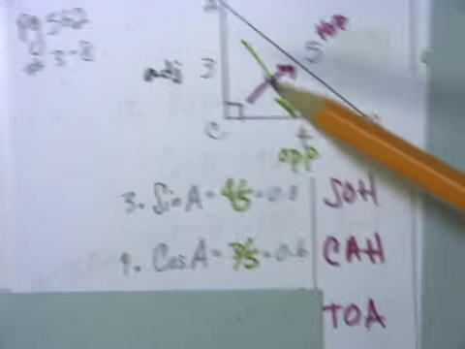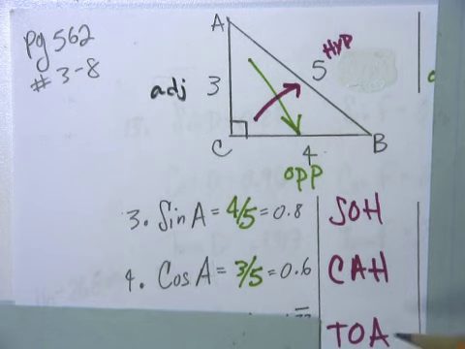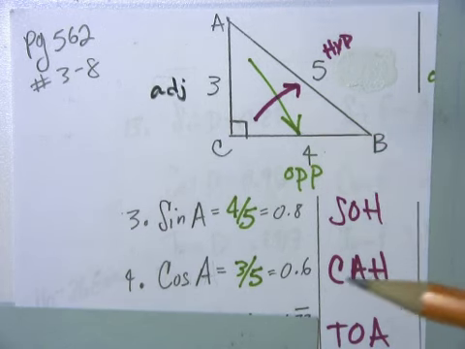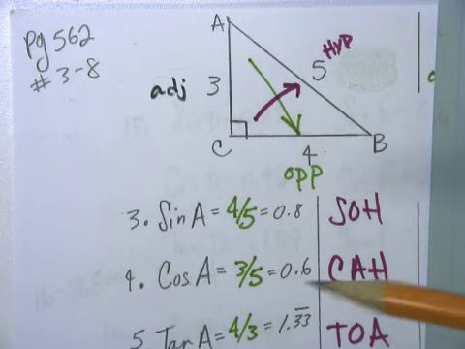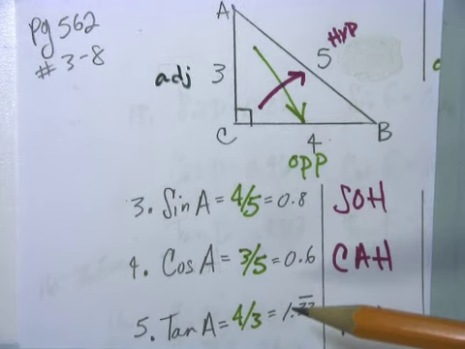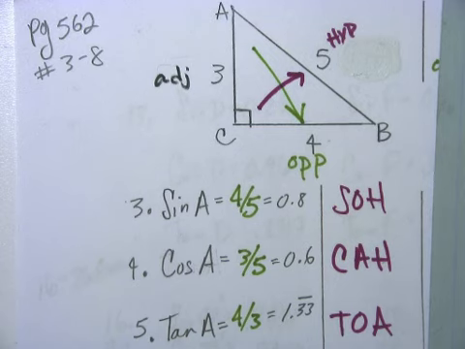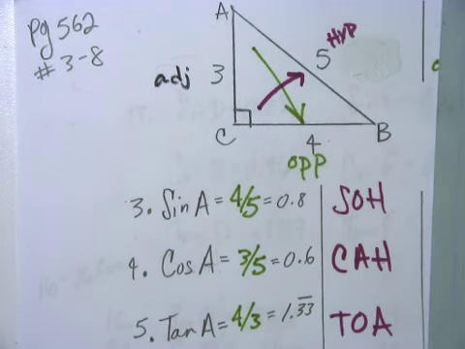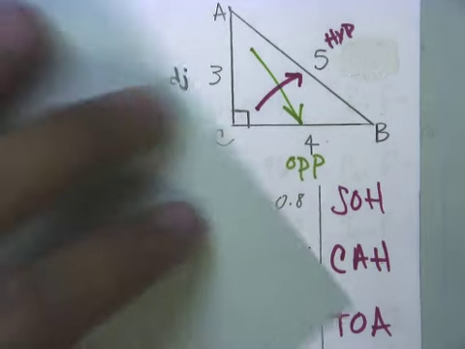And finally, the tangent of angle A is going to be the opposite over the adjacent. The opposite side is 4, the adjacent is 3, so the tangent of angle A is 4 over 3, or 1.33 repeating. And those are the three trig functions of angle A. Now, why am I doing all three? We'll get a little deeper into that later on, but it's good just to know how to do it. Now that we've done angle A, let's do the three trig functions for angle B.